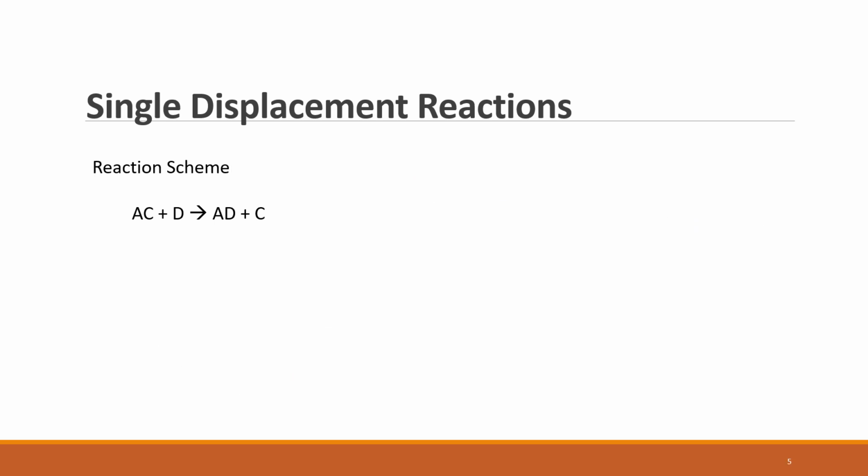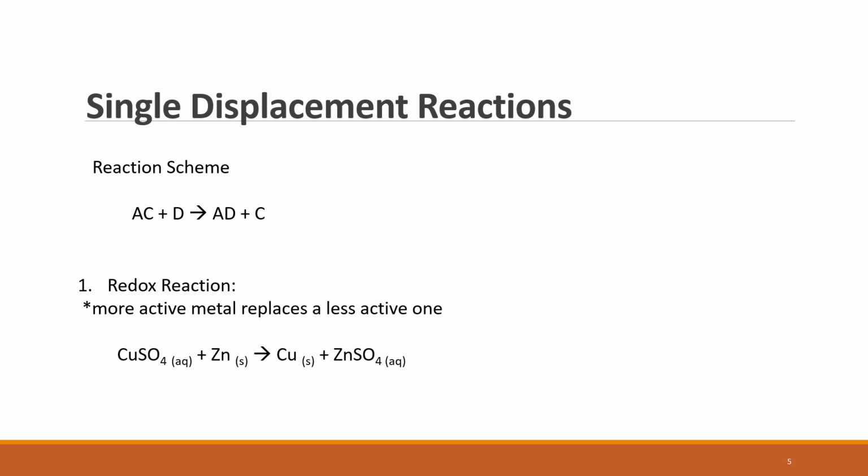Next, we're going to look at how to tell if a single displacement reaction will occur or not. Because even though a reaction scheme is written down, it's not guaranteed that the reaction is going to go to completion. So how do we tell? Since a lot of the single displacement reactions we're going to be looking at are redox reactions, that's the example we're going to use to figure out if this reaction will take place or not. The general rule is that a more active metal replaces a less active one. So in this reaction scheme, zinc is the metal by itself. As long as zinc is more active than the metal it's trying to replace, which in this case is copper, then the reaction will move forward.